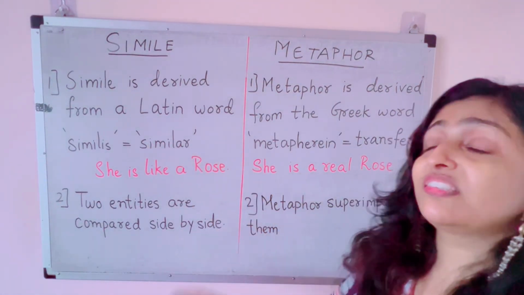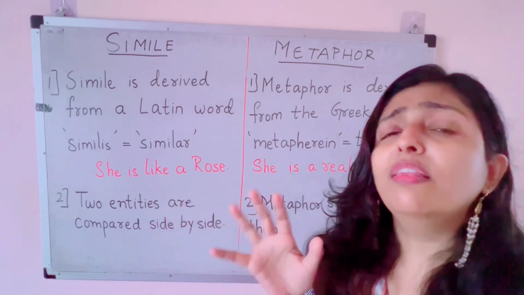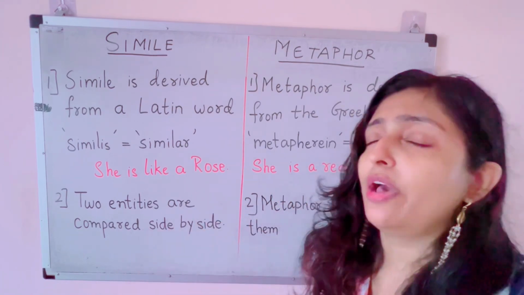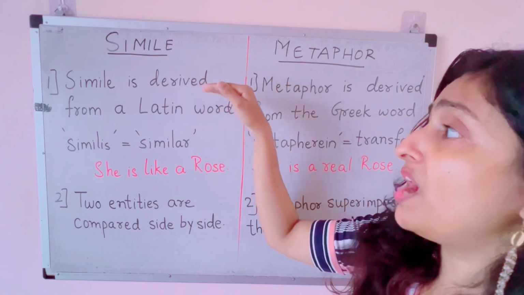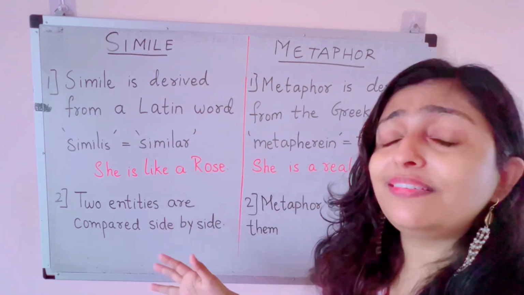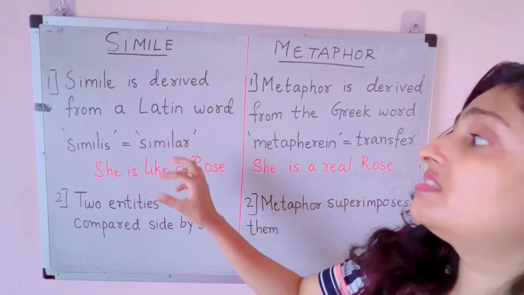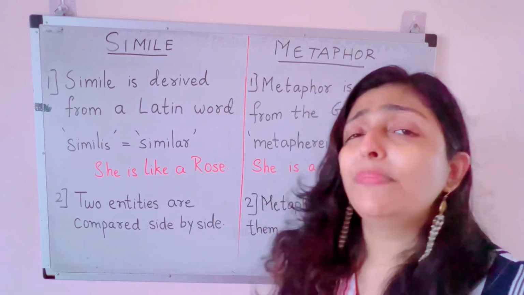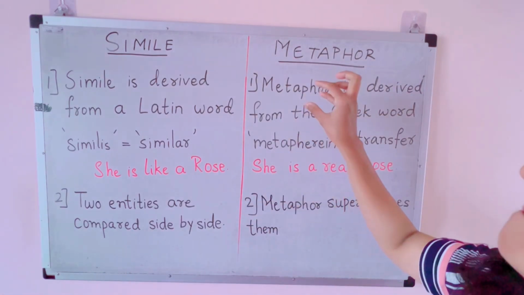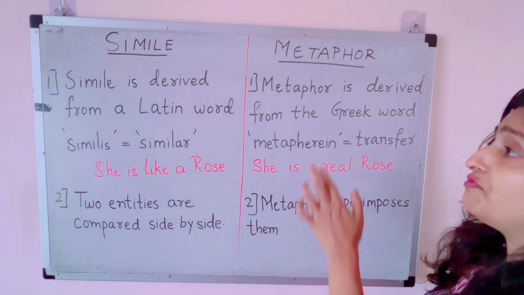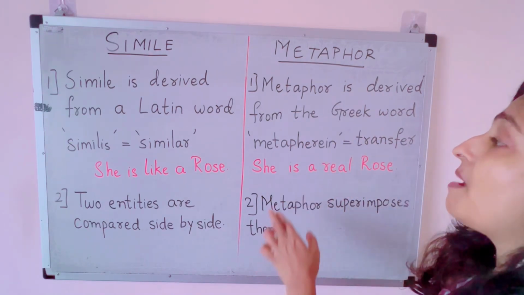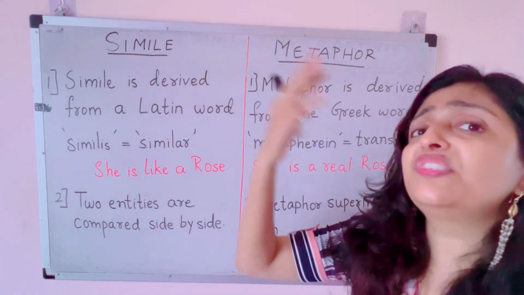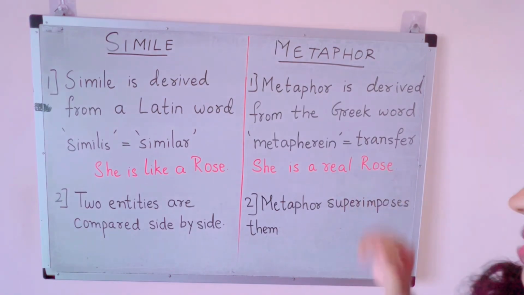Simile versus metaphor. Let's learn how they are distinct or how they are similar to each other. Simile is derived from a Latin word similis, which means similar. Similar means resemblance, to resemble something. Whereas metaphor is derived from the Greek word metaphorin, which means to transfer. Something is getting transferred.